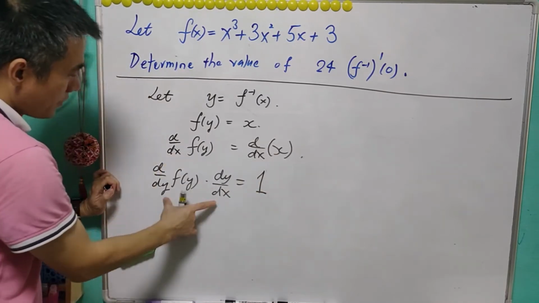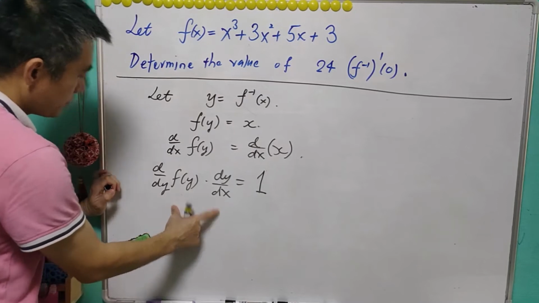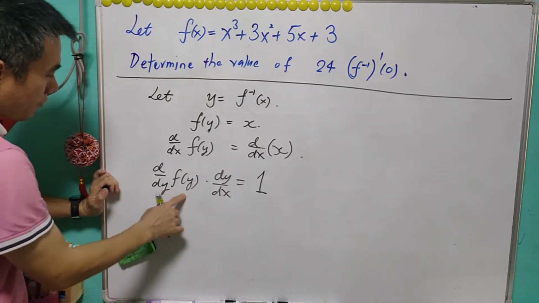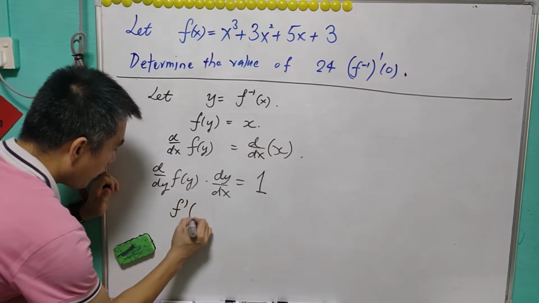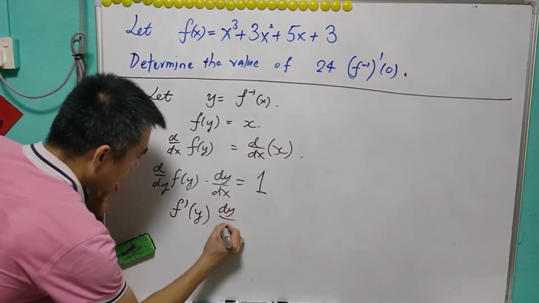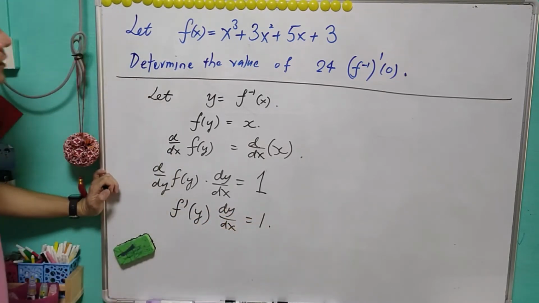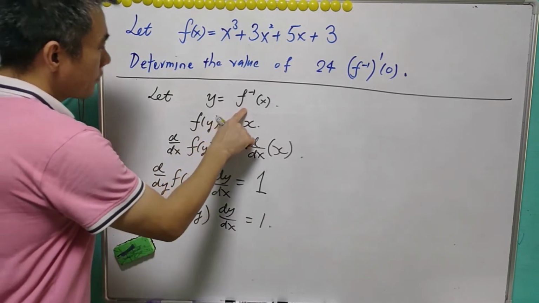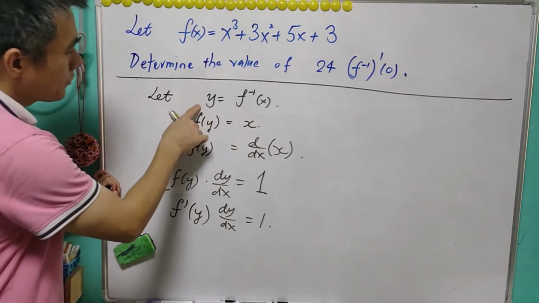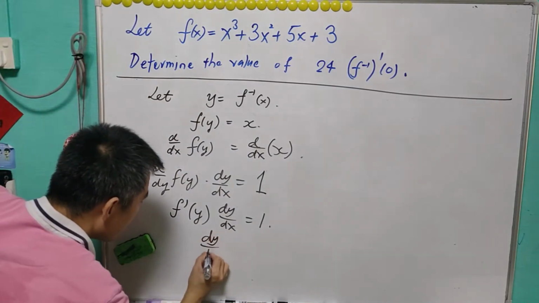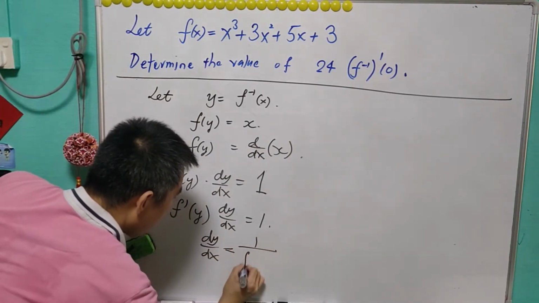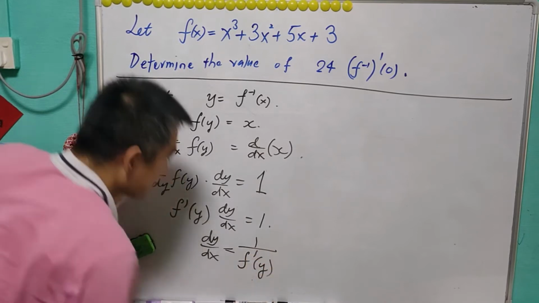For the left hand side, we are actually using the chain rule. d/dy f(y) is f prime y, times dy/dx. Don't forget that we want to find the derivative of f inverse, meaning that we want to find dy/dx. So dy/dx is equal to 1 over f prime y.